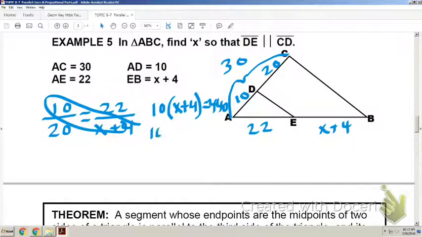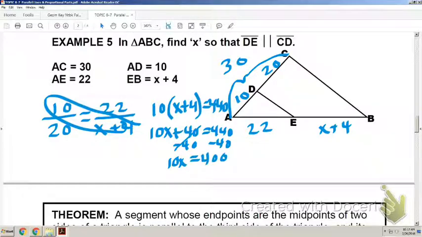So then we distribute, we get 10x plus 40 equals 440. Subtract 40 from both sides. 10x equals 400. Divide by 10, and x equals 40. So on this one we get an actual value, so we need to determine still if these sides are proportional.